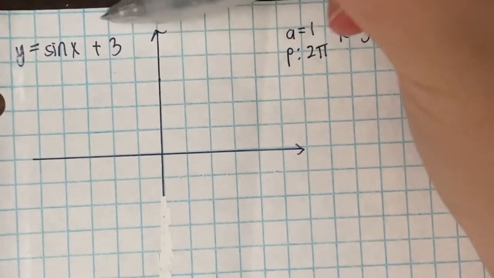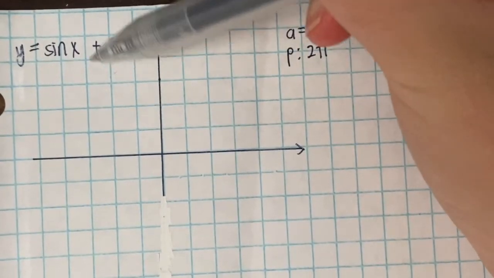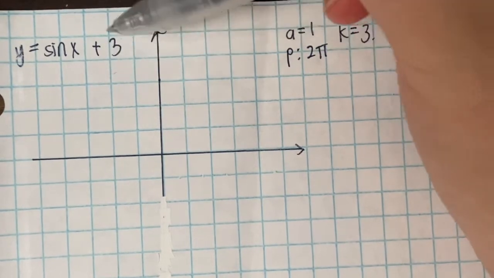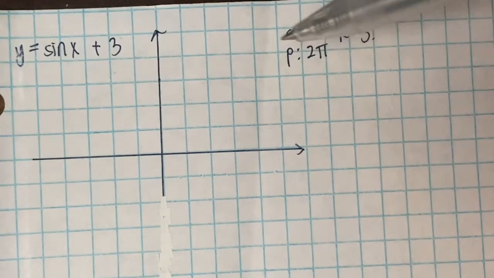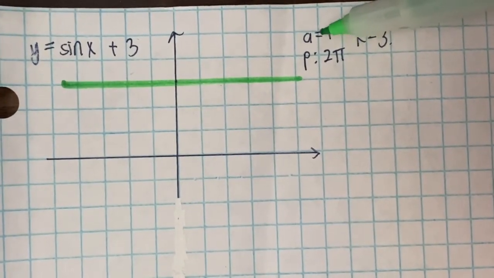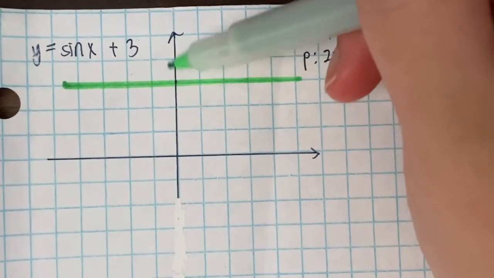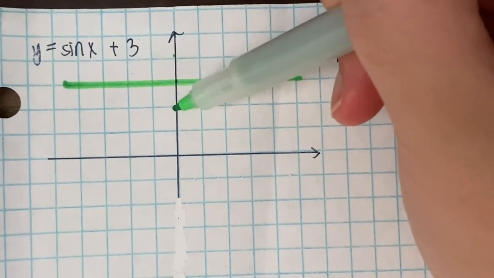When you have a vertical shift, this is going to tell you where your midline is. The midline occurs at your k value. So we're going to have a midline at y is equal to 3. And because our amplitude is 1, that tells us that our maximum is going to occur at 4 and our minimum will occur at 2.